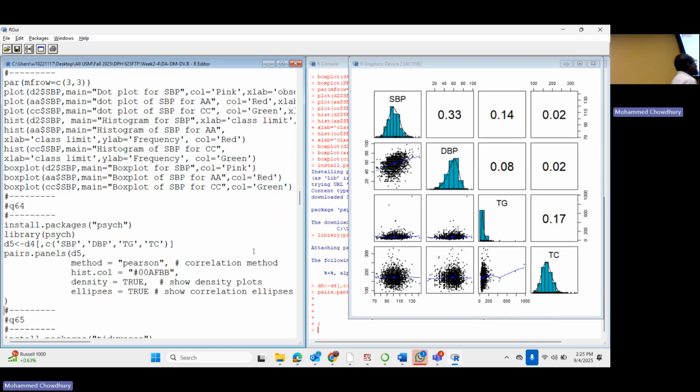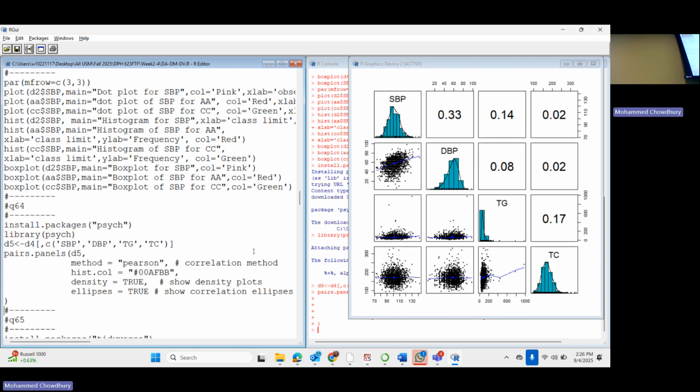Okay, take a look at that. What does this mean? I have put here four variables: SBP, DBP, triglyceride, and TC. TC means total cholesterol. Are you seeing? This is total cholesterol with total cholesterol, but that one is total cholesterol with triglyceride. This one is the scatter plot of total cholesterol and diastolic blood pressure. This one is the scatter plot of total cholesterol and systolic blood pressure. So these are scatter plots. This is the scatter plot of total cholesterol and triglyceride. Understand?